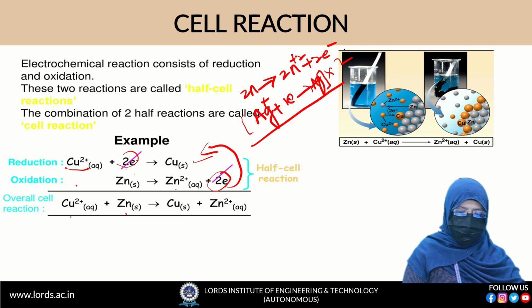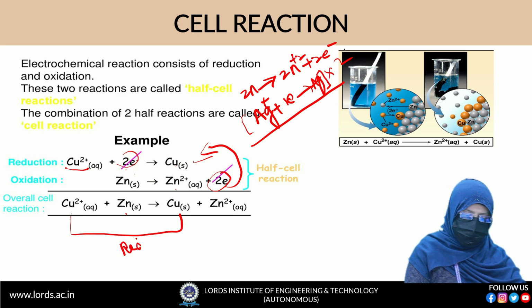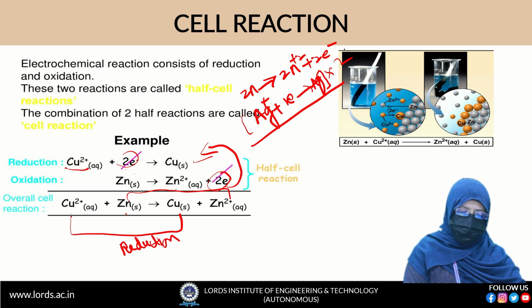So here we saw when we are writing the overall cell reaction, what is there on the left side? Cu plus 2 will undergo reduction. So here Cu plus 2 is undergoing the reduction, gain of electron is there, and Zn is undergoing oxidation. You can find here oxidation, Zn to Zn plus 2. So we club together, combine together, and write the redox reaction. In this redox reaction, Cu plus 2 and Zn give rise to Cu plus Zn plus 2.